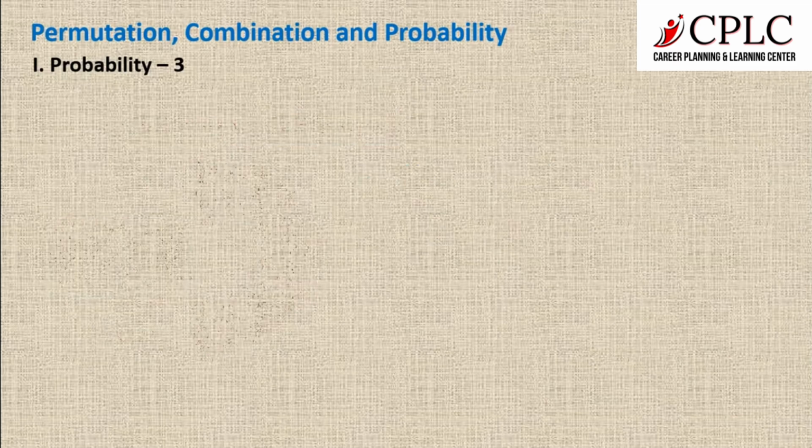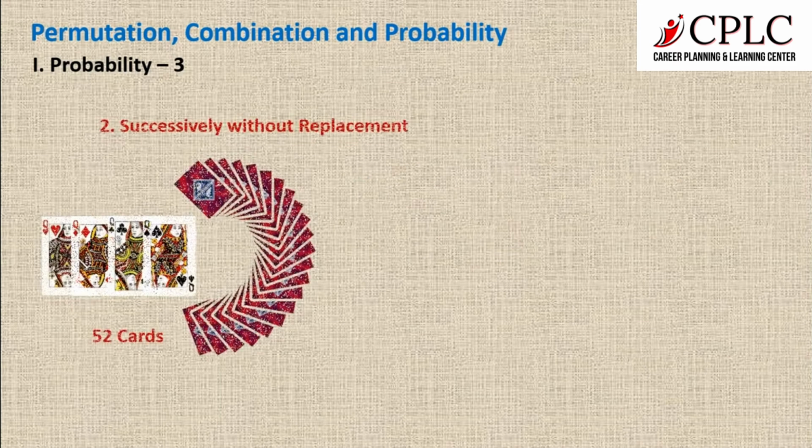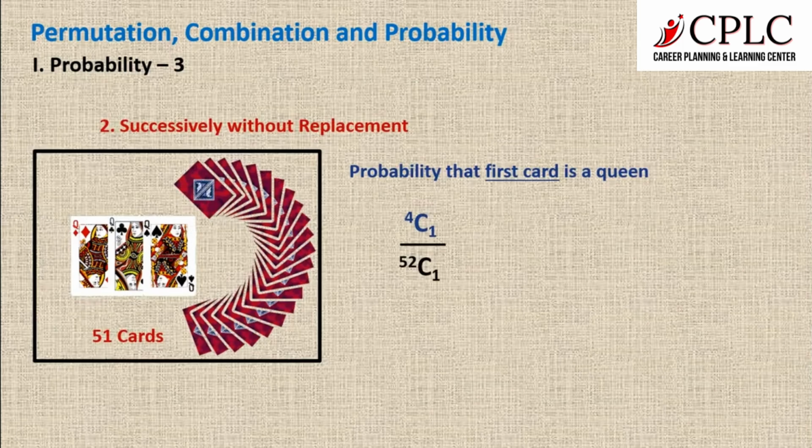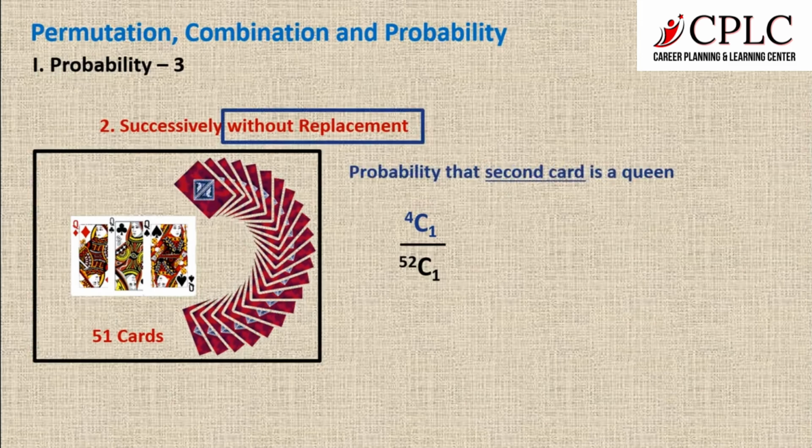The third question, successive without replacement. First card is queen, 4C1 upon 52C1, but because it is without replacement, before the next selection you are not going to keep that queen back inside. So for the second card to be queen, now you have just 3 queens available. Out of them, you are going to select one, which will be 3C1, and the sample space will also reduce because one card has been removed. So instead of 52 cards, now there are 51 cards only. So divided by the sample space becomes 51C1.